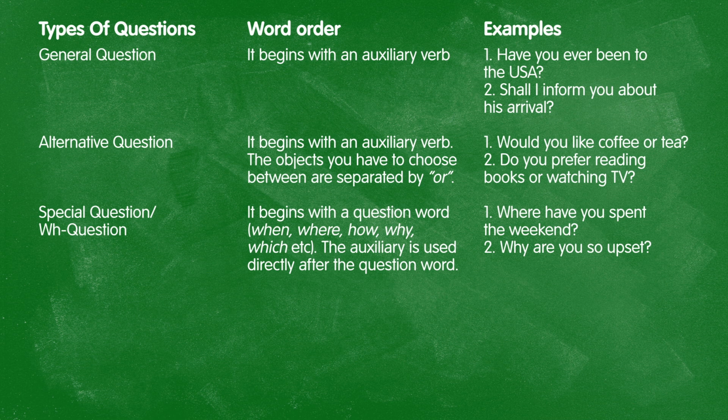Alternative questions also begin with an auxiliary verb. However, these require you to choose between two objects or more. And these are separated by the word or. Would you like tea or coffee? Do you prefer reading books or watching TV? Special questions begin with question words, where, when, how, why, which, etc. And the auxiliary verb here is used immediately after the question word. Where have you spent the weekend? And why are you so upset?